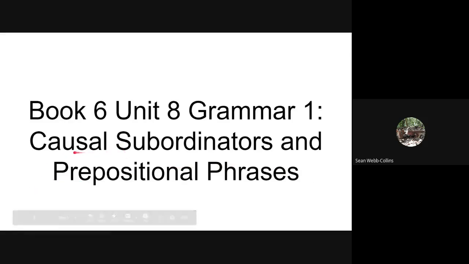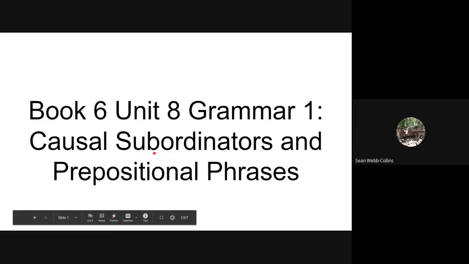We use causal subordinators as part of complex sentences that involve a dependent and independent clause, something that we've covered quite extensively in the previous units, in the previous module. And just remember that a dependent clause requires an independent clause to stand as a sentence, while an independent clause is a grammatically correct sentence that can stand on its own.